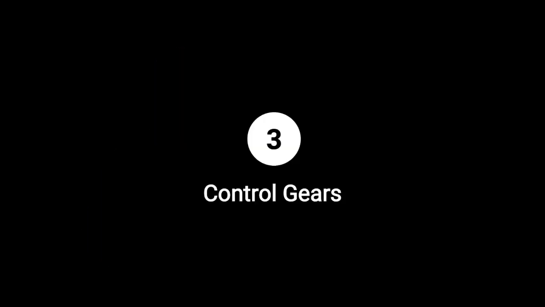Step 2. Activate manual mode. Press the L button on the steering wheel to activate manual mode. Step 3. Control gears. Use the left control to shift down and the right control to shift up.